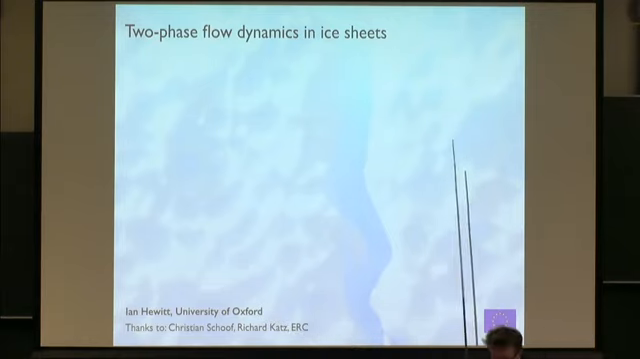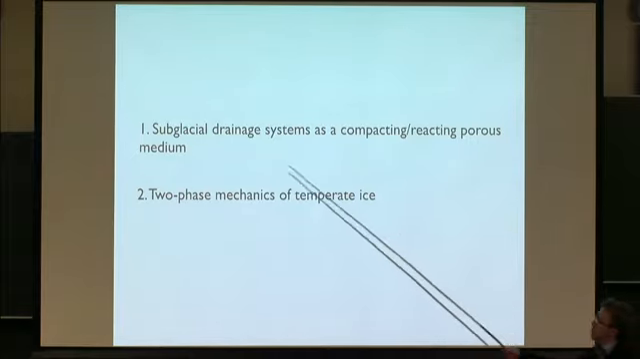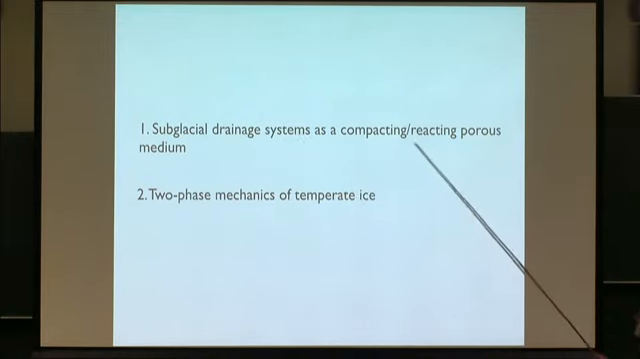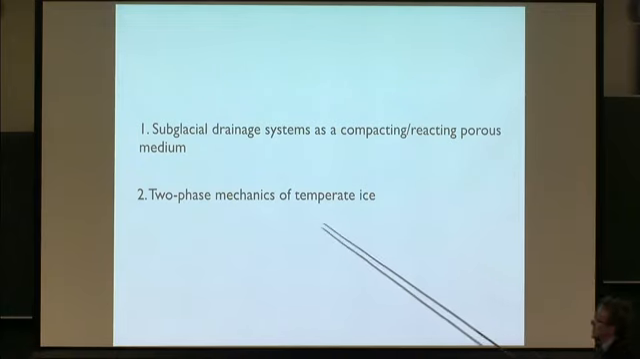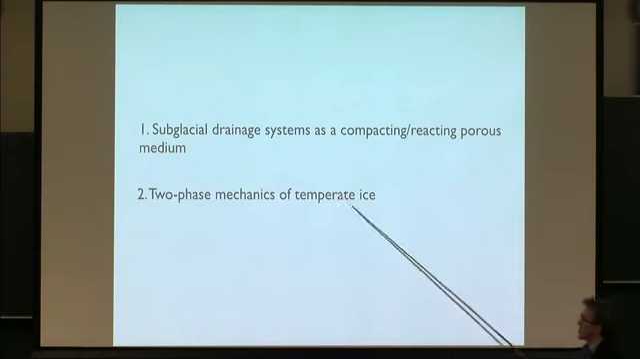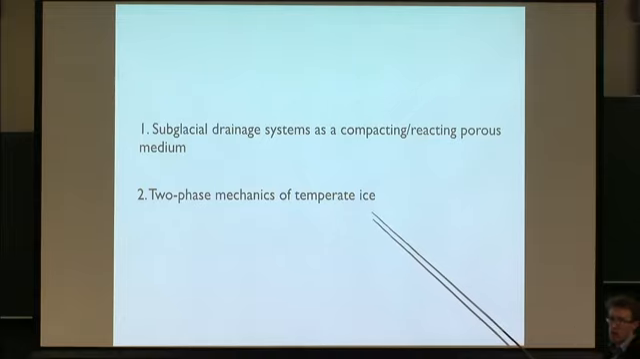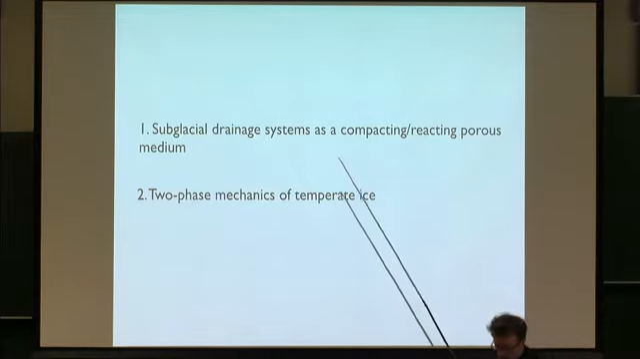I'm going to basically divide this talk up into two sections. The first one is going to be about modelling subglacial drainage systems, and hopefully you will see why I'm going to talk about that here. And then the second part will be about two-phase mechanics of temperate ice. This is more the direct analogy with the partially molten mantle. Okay, but the first thing I want to talk about is the drainage systems.